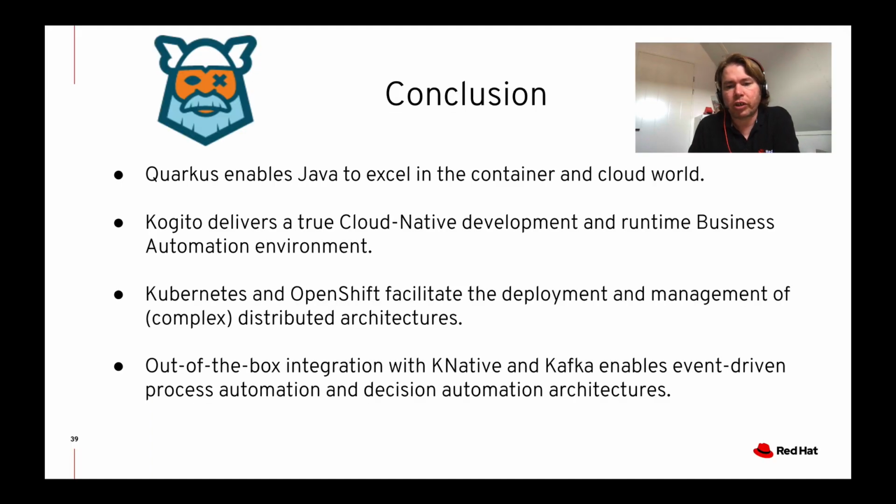And this concludes our session on event-driven business automation with Kogito. What we've seen today is that Quarkus enables Java to excel in the container and cloud world. Also, Kogito delivers a true cloud-native development and runtime business automation environment tailored at container platforms like OpenShift and Kubernetes. Kubernetes and OpenShift facilitate the deployment and management of potentially complex distributed architectures. And the out-of-the-box integration with Knative and Kafka enables event-driven process automation and decision automation architectures.